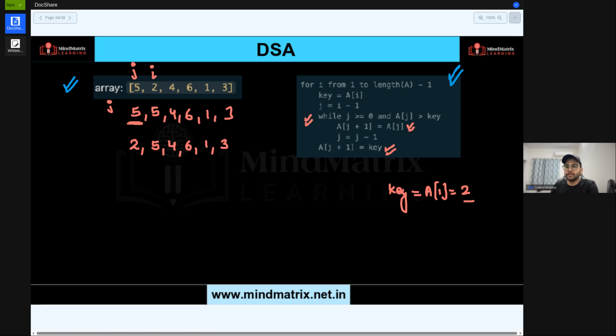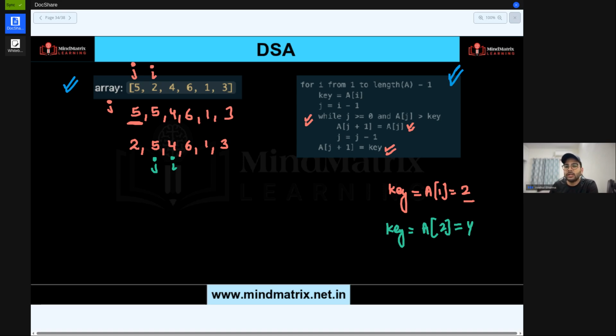Any doubt in this so far? Okay, let's proceed further. Now I will be incremented. I is this now, and now we have key is equal to a of I, which is a of 2, which is 4 here. j is always, we are starting j as I minus 1 always. So here also just one position to its left. That is from where we are starting j.